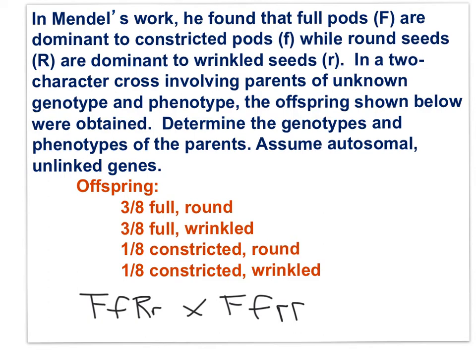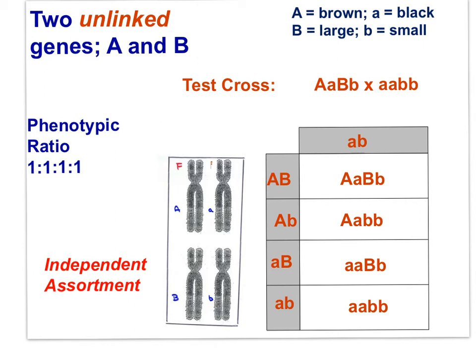If you're not sure, create the 8-box Punnett square to confirm the results seen here. With this slide, I have put one last 2-gene cross before you. Hopefully, everything seems very clear.